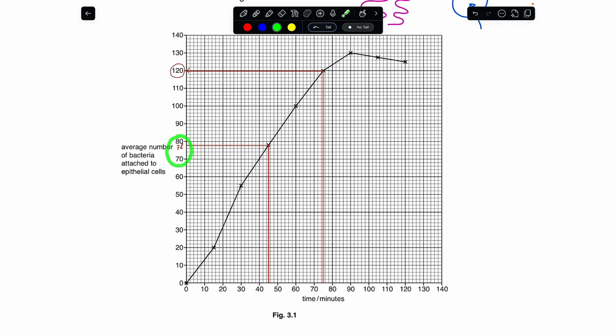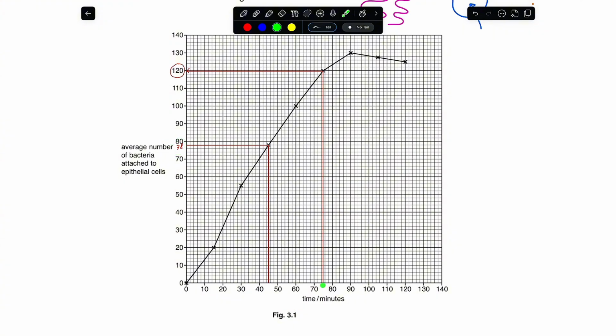On the y-axis, each small unit is representative of two units. So I have 72, 74, 76, and 78. So at 45 minutes, the average number of the lactobacillus bacteria attached to the epithelial cell is 78.